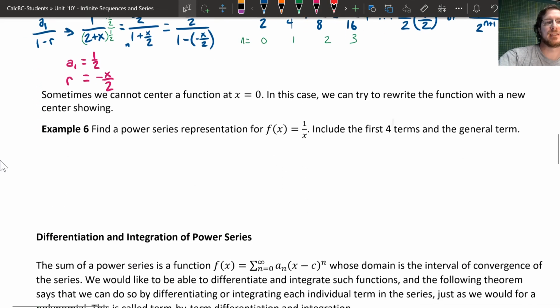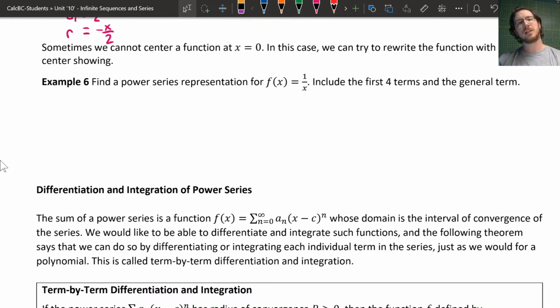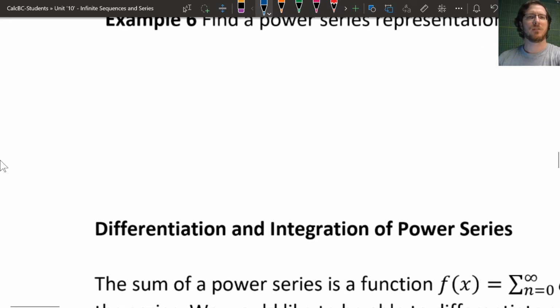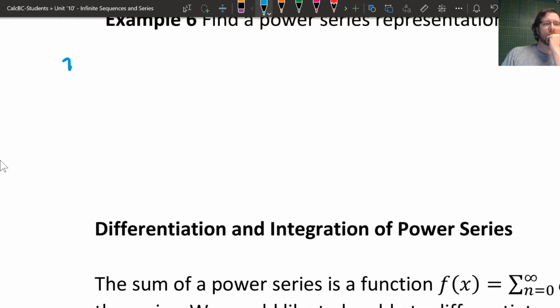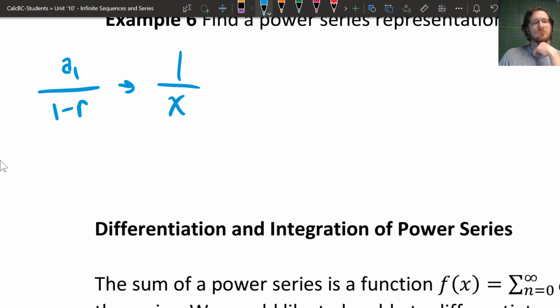All right, example 6 says sometimes we cannot center a function at x equals 0. In this case, we can try to rewrite the function with a new center showing. So example 6, last one, says find a power series representation for f of x equals 1 over x. Include the first 4 terms and the general term. So if we start this off the same way, then we've got a problem because we don't have the 1, we don't have the subtraction in the denominator at all. So we've got to get a little bit creative here, and here's the strategy that we're going to use.